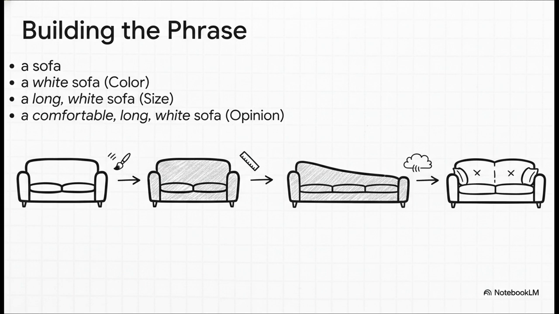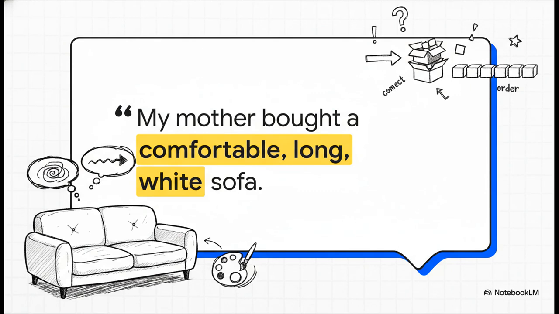See how that just clicks into place? And there it is, the final sentence. My mother bought a comfortable, long, white sofa. It just sounds right. You wouldn't say a white, long, comfortable sofa. It sounds clunky and weird. That order really does matter.